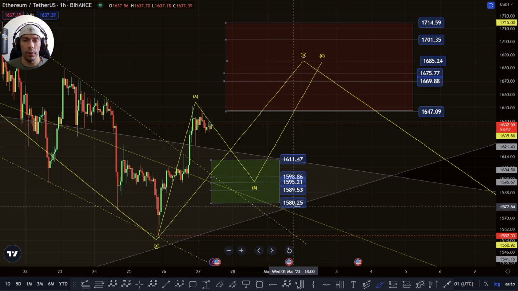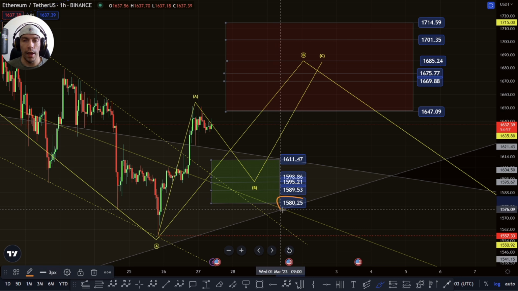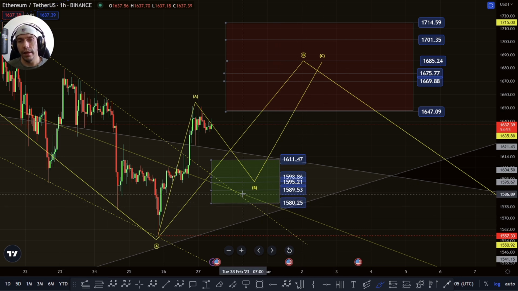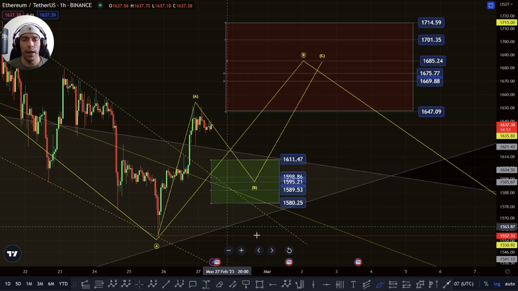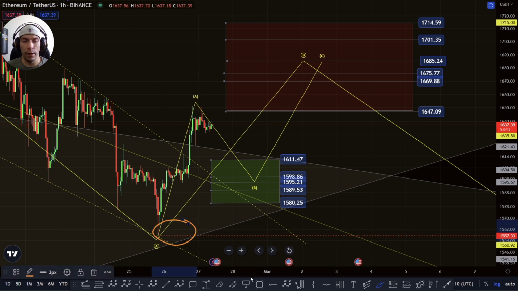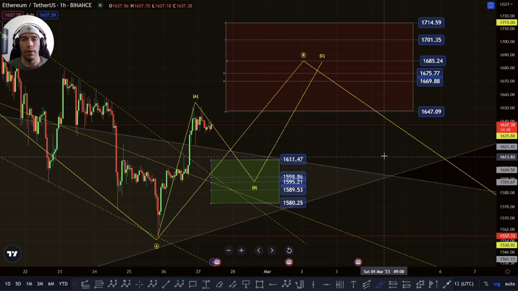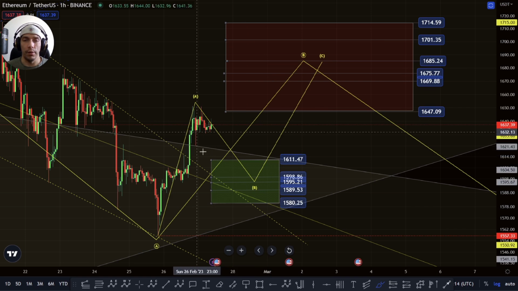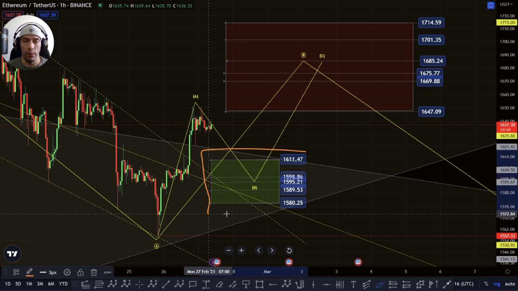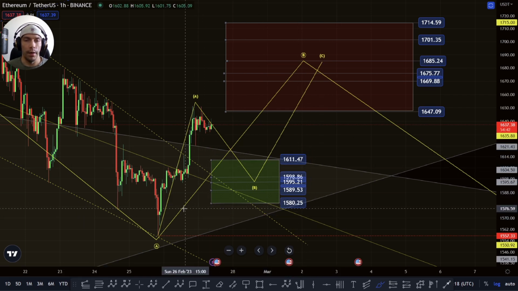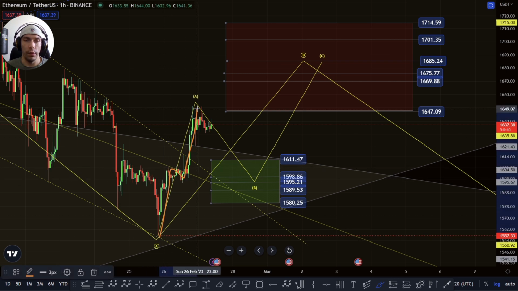If we start to break down too much lower than this 1580 here, it becomes less likely that we're going to get the C wave to the upside, and it becomes more likely that we're going to take this low here, this 1557. So we need to just bear that in mind. This is going to be our key zone if we are looking at this in a corrective manner, just looking at this as a three-wave move to the upside here, and then looking for that potential to come back down for a B wave.